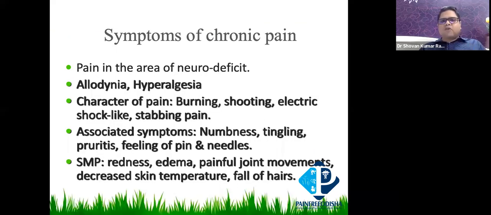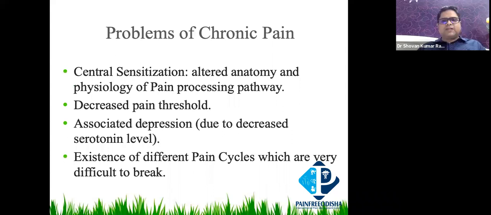So character-wise, chronic pain, apart from this, is shooting, electric shock like, and usually associated with numbness, tingling, pruritus. Sympathetic symptoms may persist like redness, edema. Those things occur in CRPS in particular.